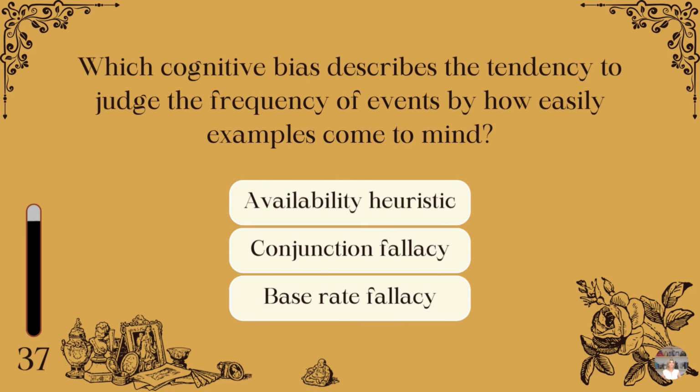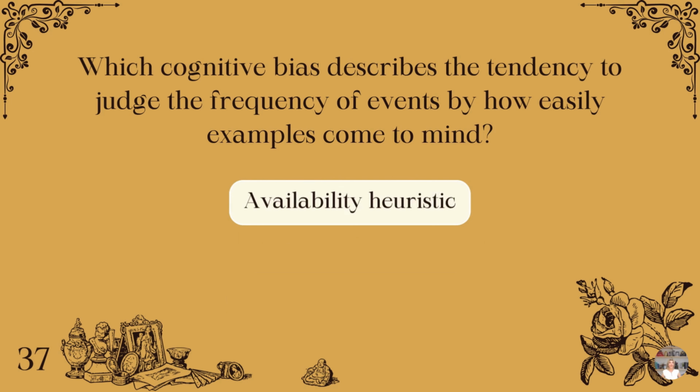Which cognitive bias describes the tendency to judge the frequency of events by how easily examples come to mind? Availability heuristic, conjunction fallacy, or base rate fallacy? Availability heuristic.